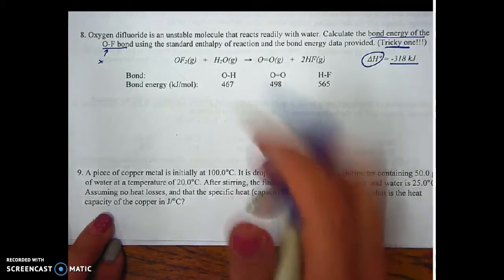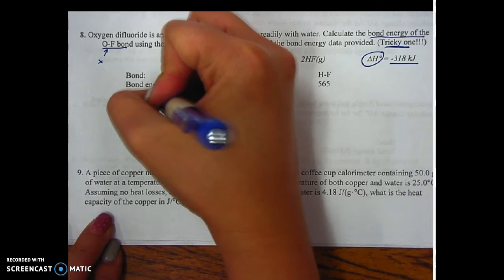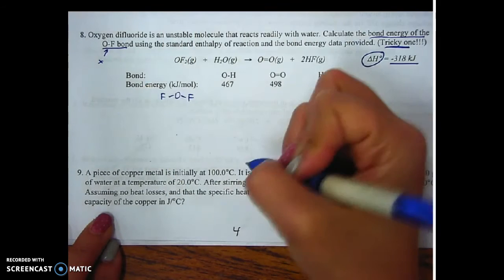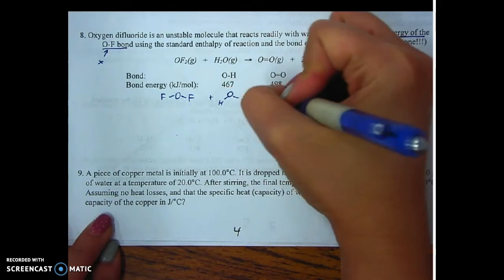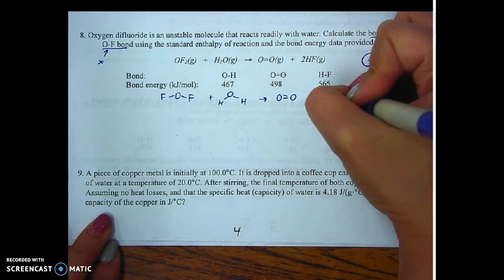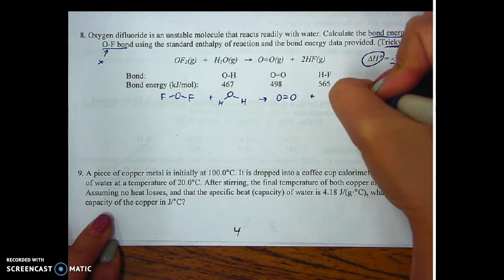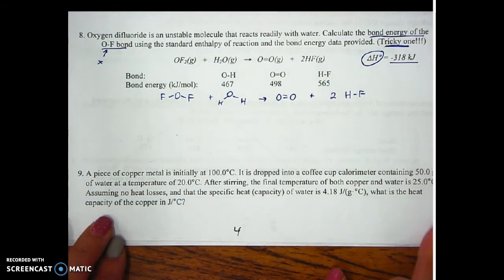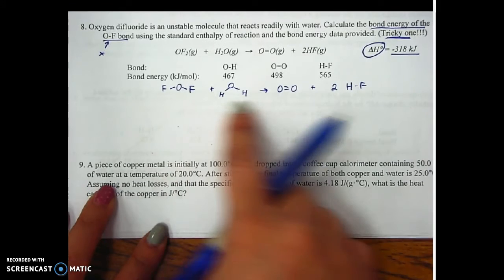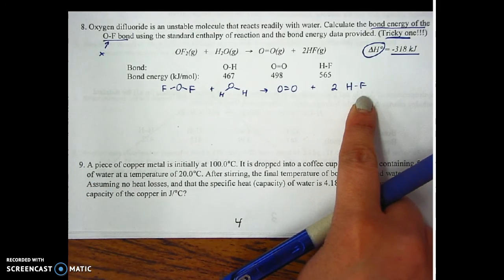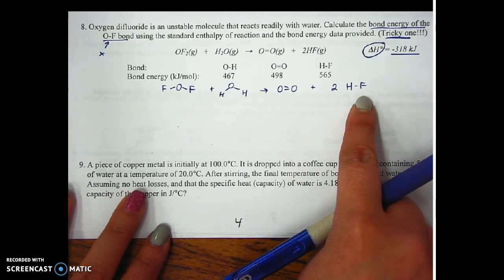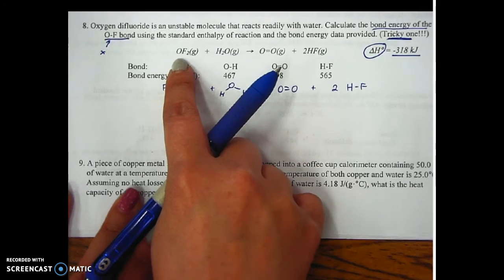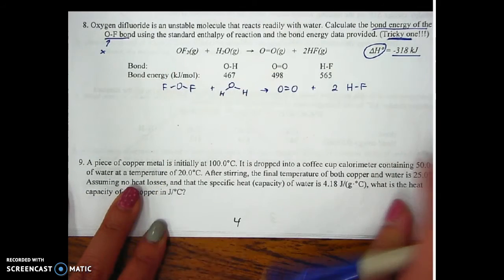We have OF2, and we also have water. Okay, so our equation looks something like this. This one's a problem where it's a little bit easier to actually draw out the Lewis structures, but for some of them, if you don't know how many bonds are going to be formed, it's a really good idea to actually do the math to calculate how many bonds we're going to need to put in.